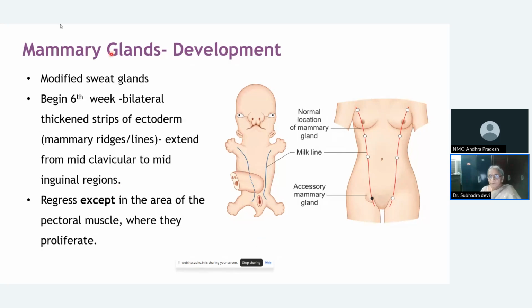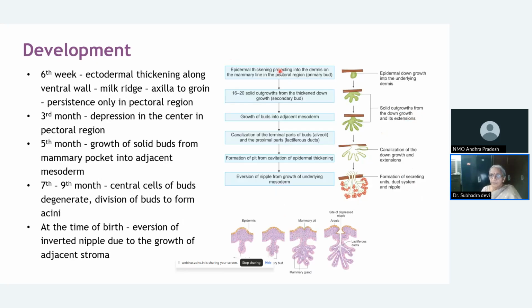It's a modified sweat gland. Development begins at the 6th week. Bilaterally, you are seeing a thickened strip of ectoderm, the mammary ridge, extending from the mid-clavicular to the mid-inguinal region. It will regress over the entire area except in the pectoral region, where it develops into the mammary gland, and where the ectodermal thickening is, downward growth will occur.